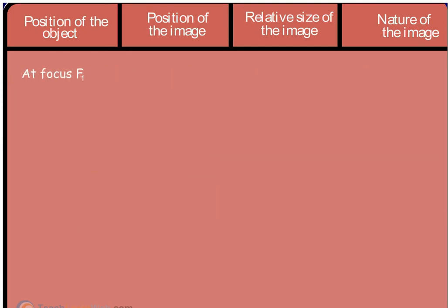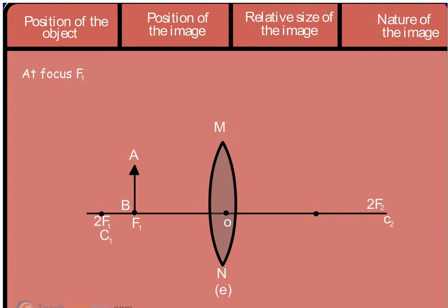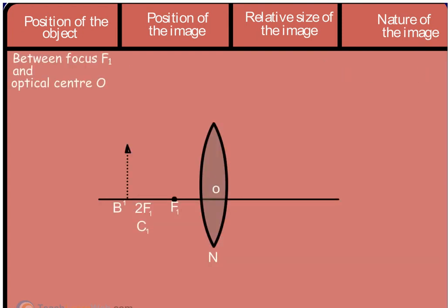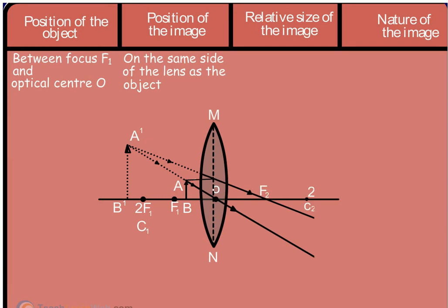If the position of the object is at focus f1, the position of the image will be at infinity. The relative size of the image is infinitely large or highly enlarged, and the nature of image is real and inverted. If the position of the object is between focus f1 and the optical center O, the position of the image will be on the same side of the lens as the object. The relative size of the image is enlarged and the nature of image is virtual and erect.